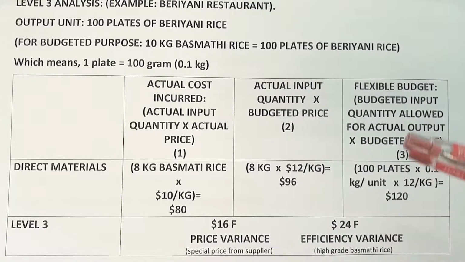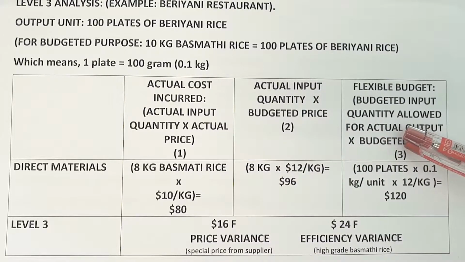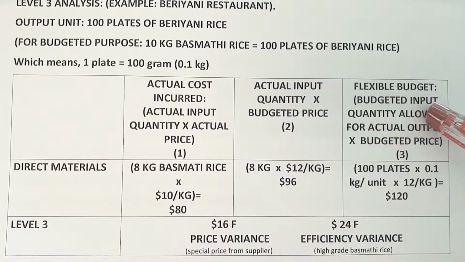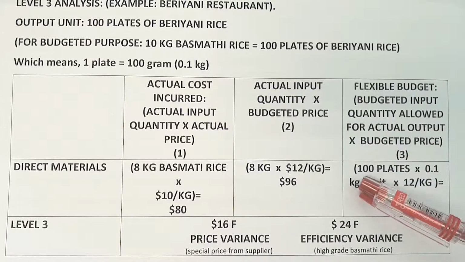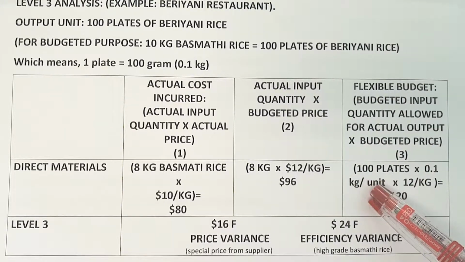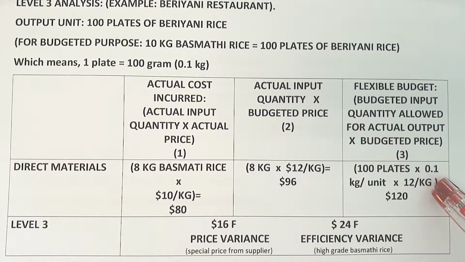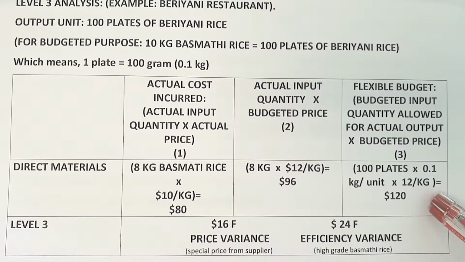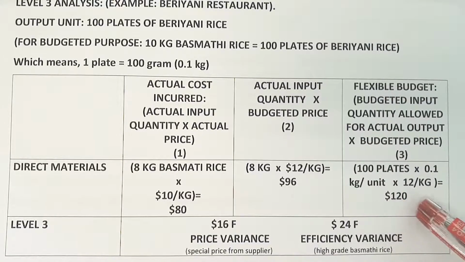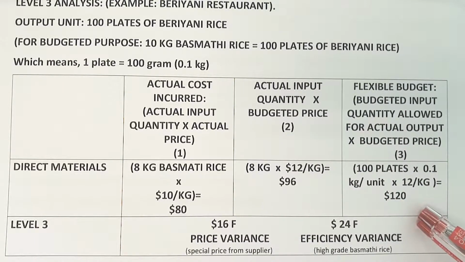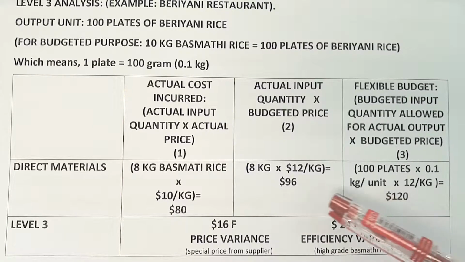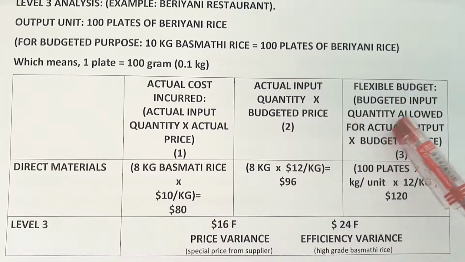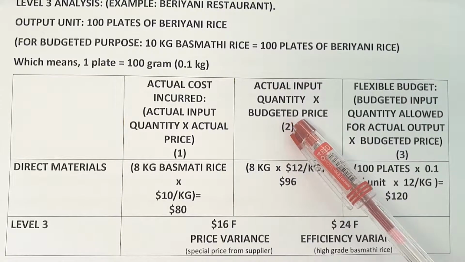In the second case, we compare column 2 and column 3. Column 2 has an actual input quantity of 8 kg, but for the flexible budget, the budgeted input quantity allowed for actual output is, as I said before, 100 plates, and each plate needs 0.1 kg per unit, times 12 per kilogram. This is the budgeted price, so we get 120. As we compare the two, what actually makes the difference? This is the actual input quantity, and this is the budgeted input quantity allowed for actual output, and the price is the same, the budgeted price in both.